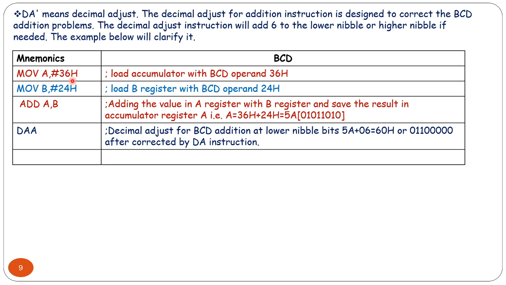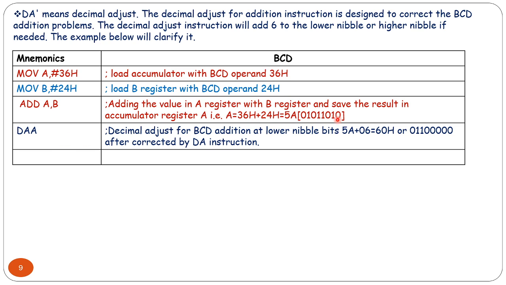MOV A, #36. The 36 is immediately moved into the accumulator register, that is the BCD operand 36. MOV B, #24. 24 is a BCD number directly loaded in the B register. ADD A, B. The contents of A and the B register are added, and the result will be stored in the accumulator. 36H plus 24H, our answer will be 5AH when we add these numbers.